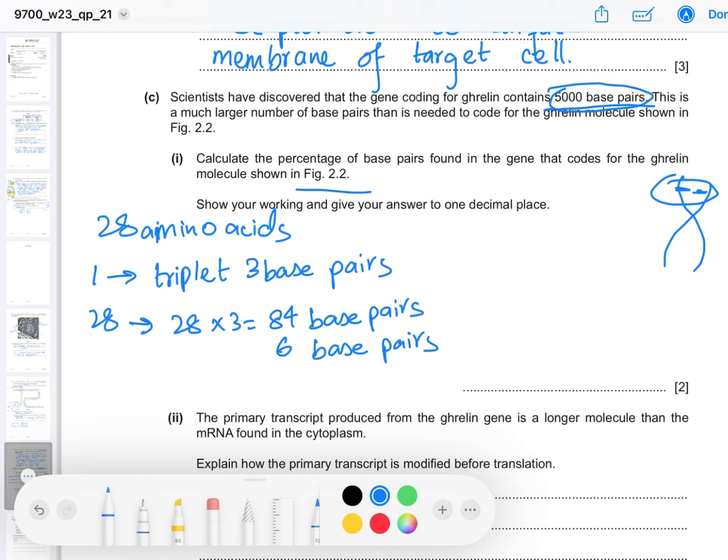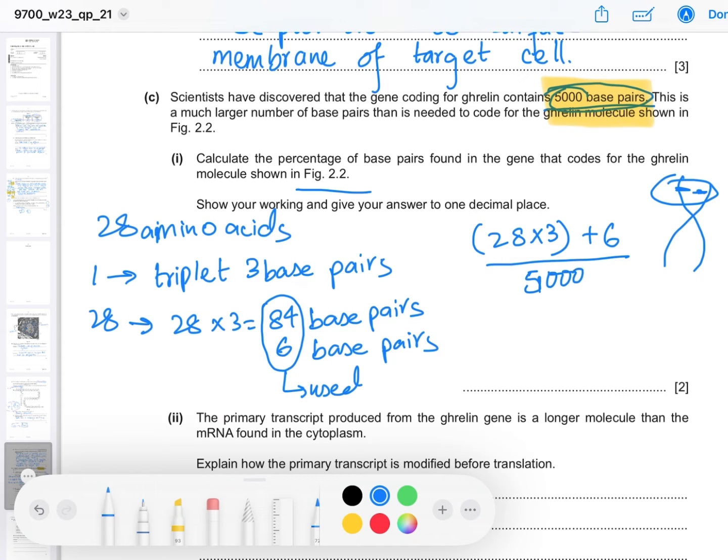And they want you to calculate the percentage of base pairs in the gene that code for the molecule. So you're supposed to add up the base pairs that are used, divide by the total number of base pairs and multiply by 100 to find the percentage of the gene that is used. So that's going to be 28 multiplied by 3 plus the codons for starting and ending, divided by 5000, multiplied by 100, and this should come out to 1.8%.